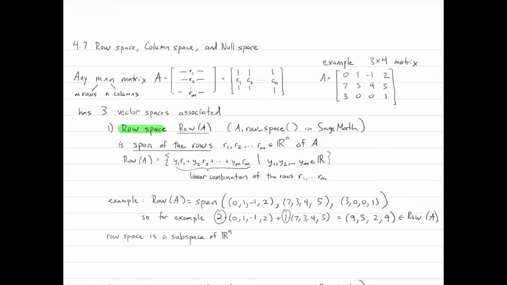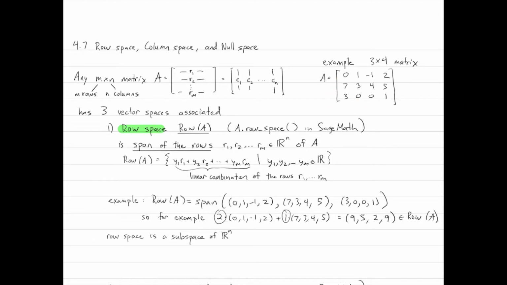In this video, we introduce the three subspaces associated to a matrix, called the row space, column space, and null space. So suppose we have an m by n matrix A. That means it has m rows and n columns. As an example, here's a 3 by 4 matrix. It's got 3 rows, 4 columns.